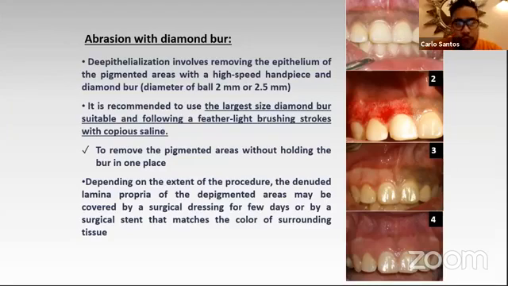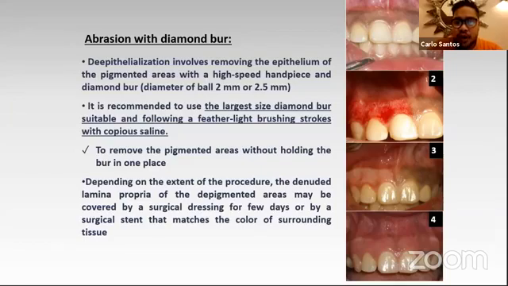Sometimes we use the acrylic burr, the low speed, the white stone. It is recommended to use the largest size diamond burr suitable and follow a feather-like brush stroke. So it's like slightly erasing a pencil mark. To remove the pigmented areas without holding the burr in one place, it has to move, and your control, your finger rest, is very important. Remember, you're using a high speed, and it could really do injury. Technically speaking, the procedure involves injuring the epithelium. Dependent on the extent of the procedure, the denuded lamina propria of the depigmented areas may be covered by a surgical dressing. Again, it's your option if you want to use a periopack or not.